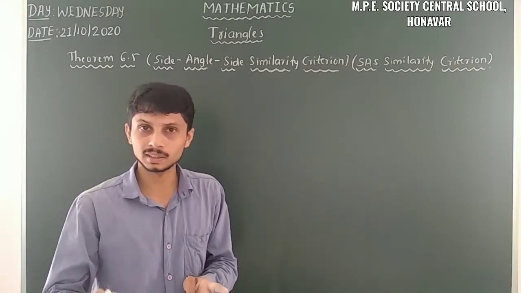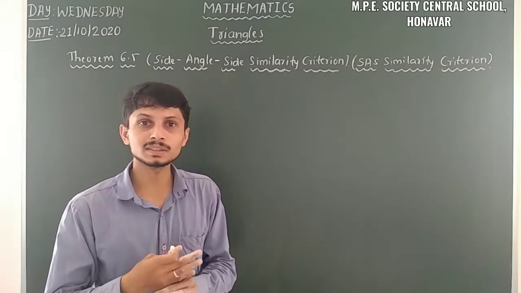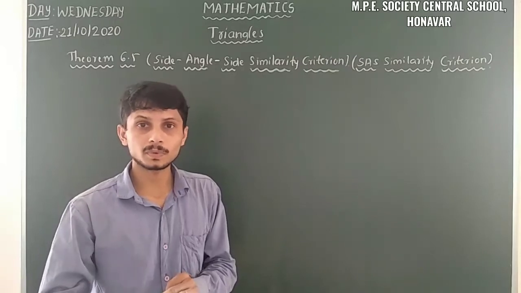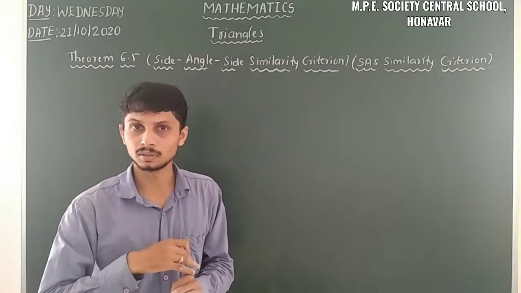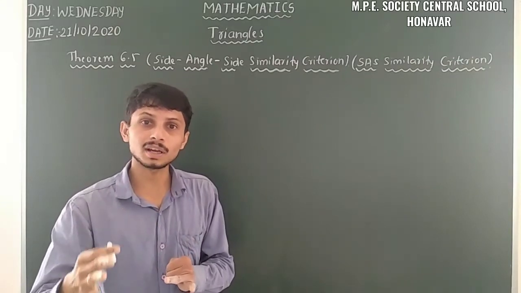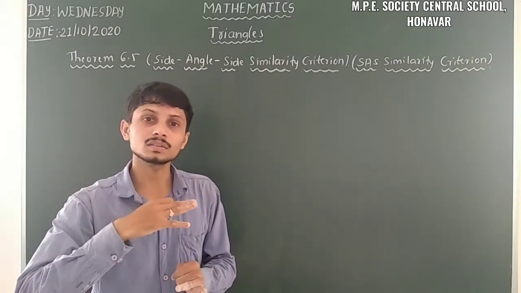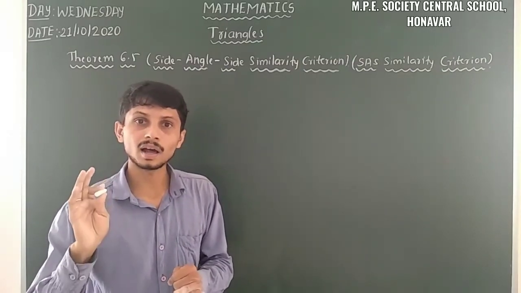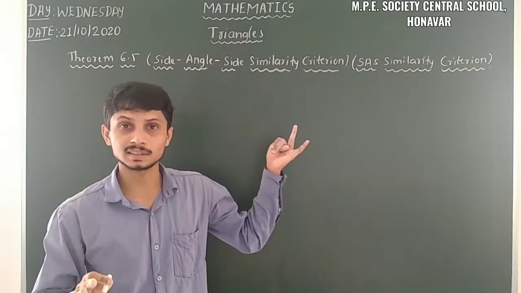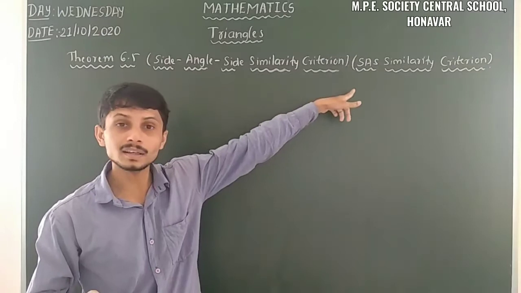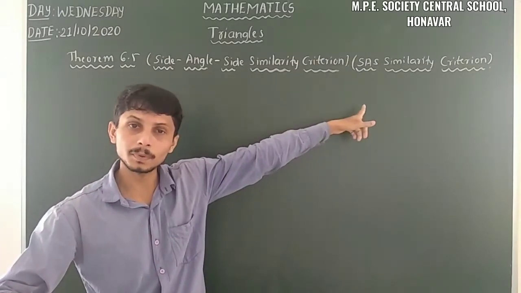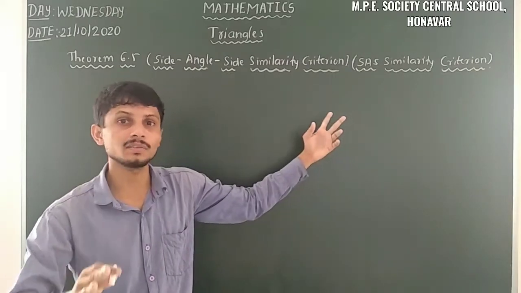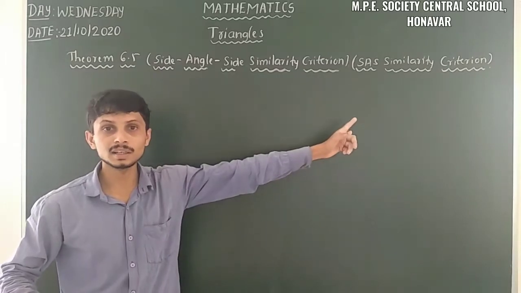We also discussed the AA similarity criterion, in which two pairs of corresponding angles in two triangles are equal. In the SSS similarity criterion, the three pairs of corresponding sides are proportional. But in this case, one pair of corresponding angles are equal and two pairs of corresponding sides are proportional, then we can consider it as the SAS similarity criterion.